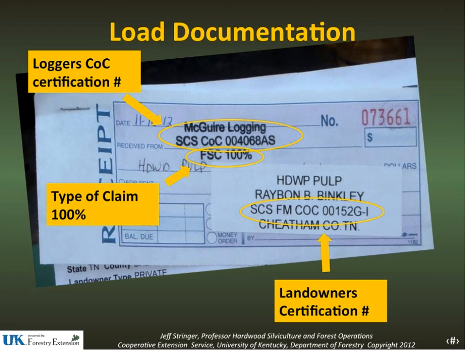Now he's also got on here that it's hardwood pulp, so it designates what this is. It's not veneer logs, not saw logs. It's hardwood pulpwood. And it tells the landowner. The landowner certificate FM number is there. See that SCS, FM, COC, that's the certificate number, and you happen to have the counties in there and that kind of thing. So that is documentation in the system of where the timber came from, with the FM certificate number and the logger's chain of custody number, and all that is transferred to the mill.